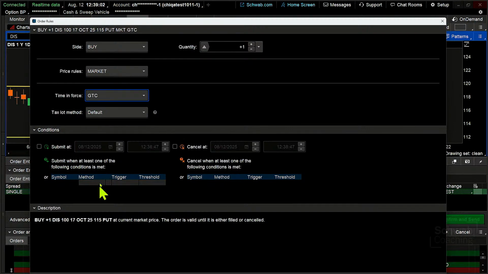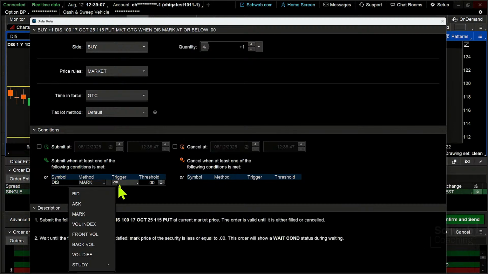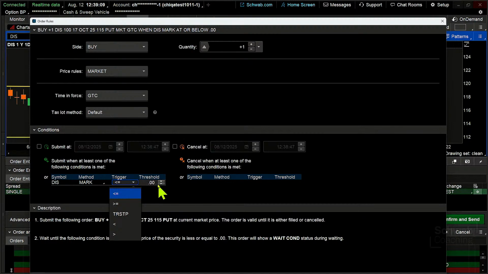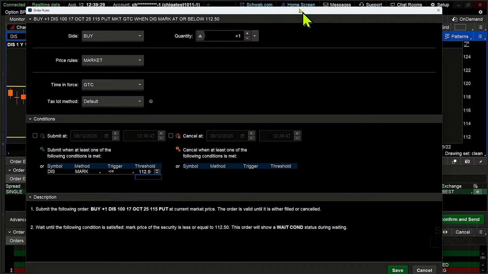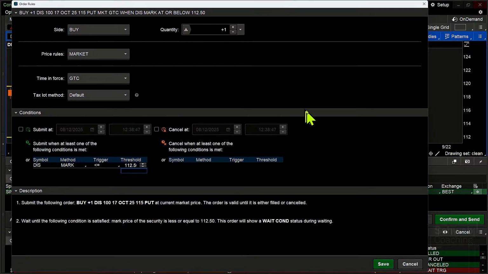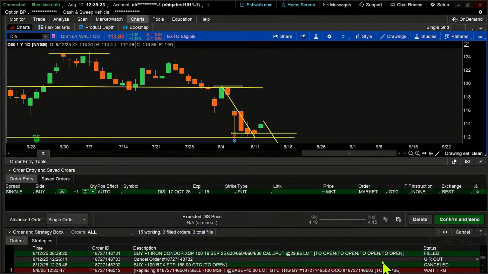I don't know when that price is going to go down below that level. I'm going to say when Disney marks at or below 112.50, if it goes to 112.5 or below, then buy that put option, that 115 put option, to take advantage of that potential downward movement. Else, wait. So that is the circumstance for this trade, or the condition that would trigger this trade.